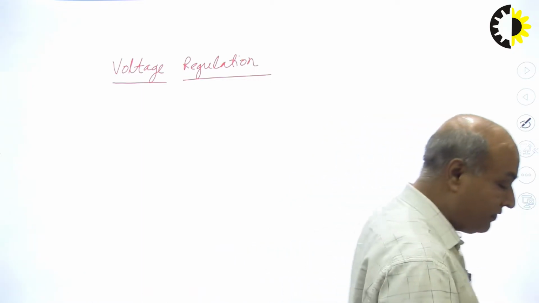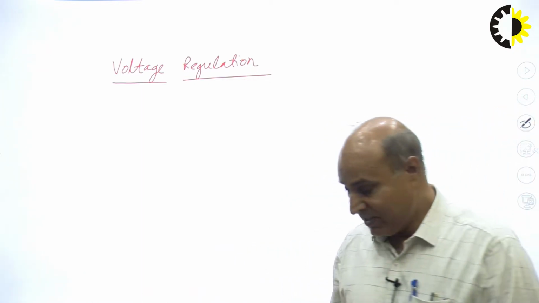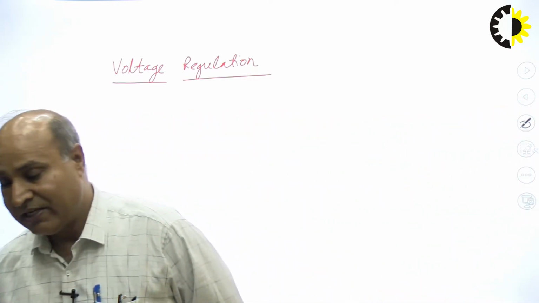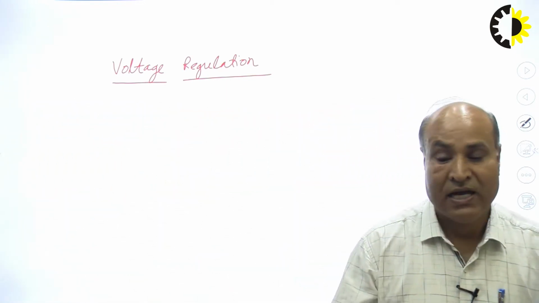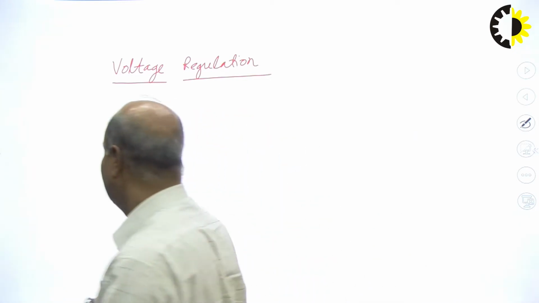It means we will draw the schematic of a transformer and explain what the secondary terminal is, what the no load voltage of the secondary is, what the load voltage of the secondary is, and then we will define the voltage regulation.